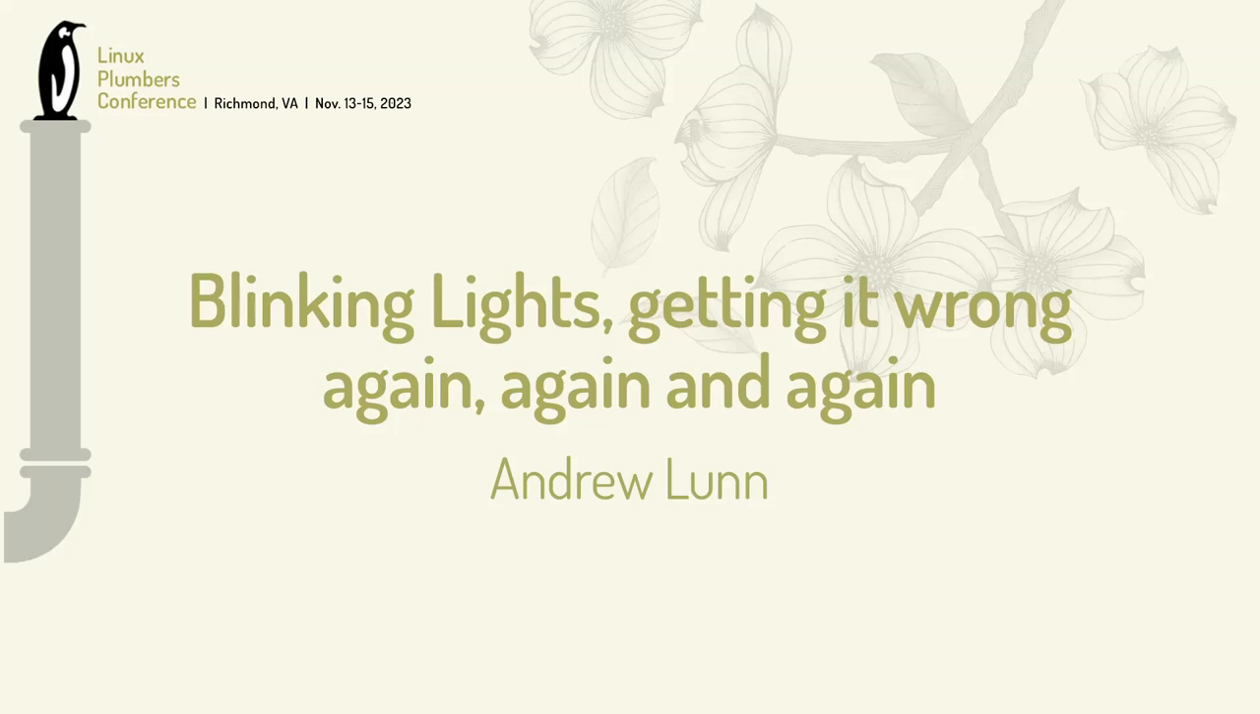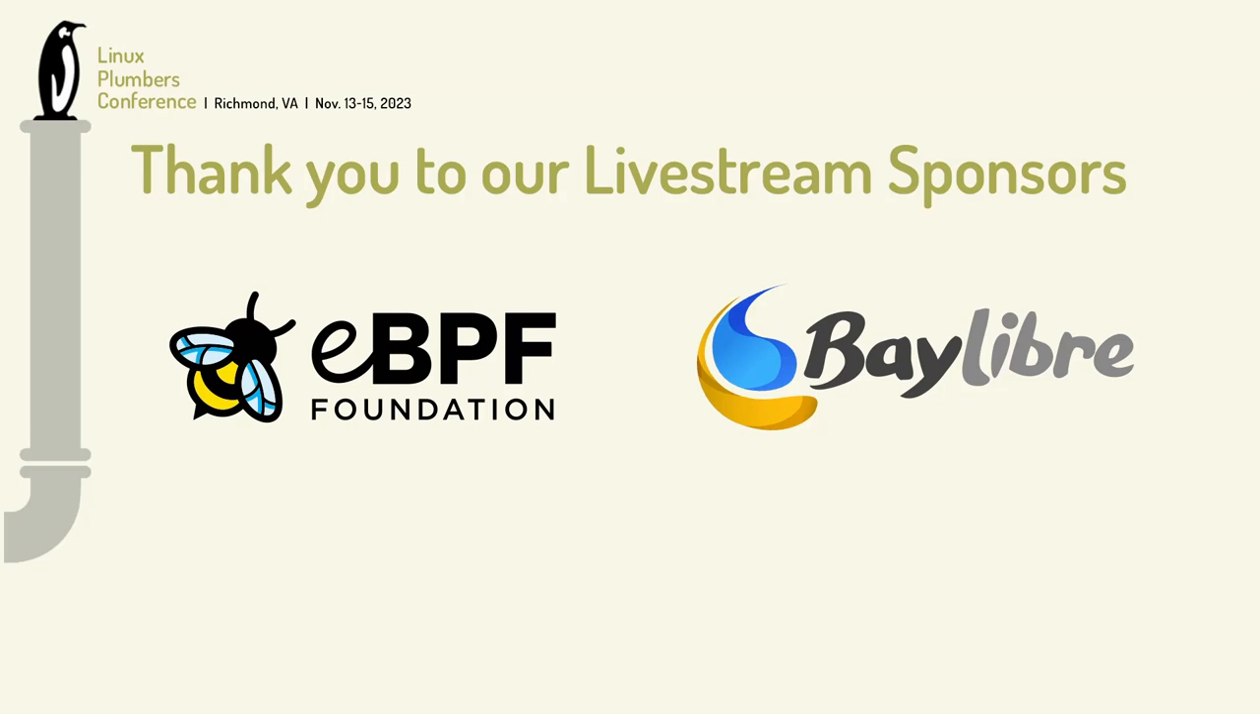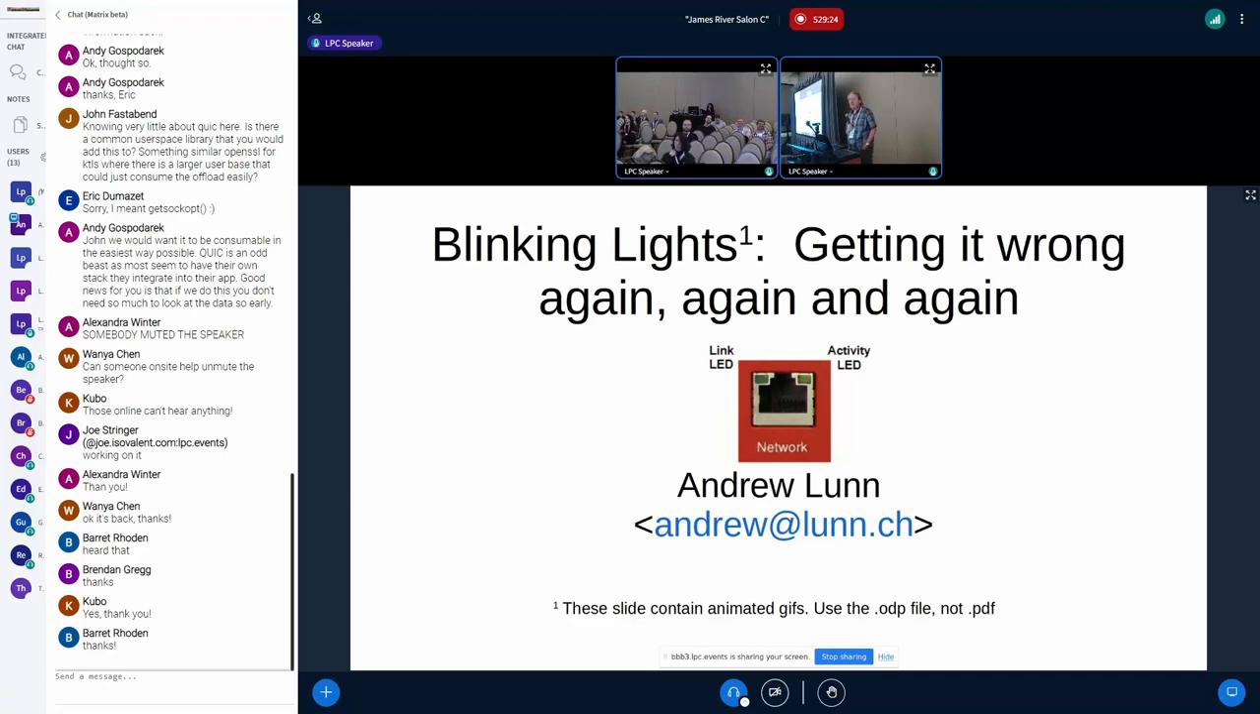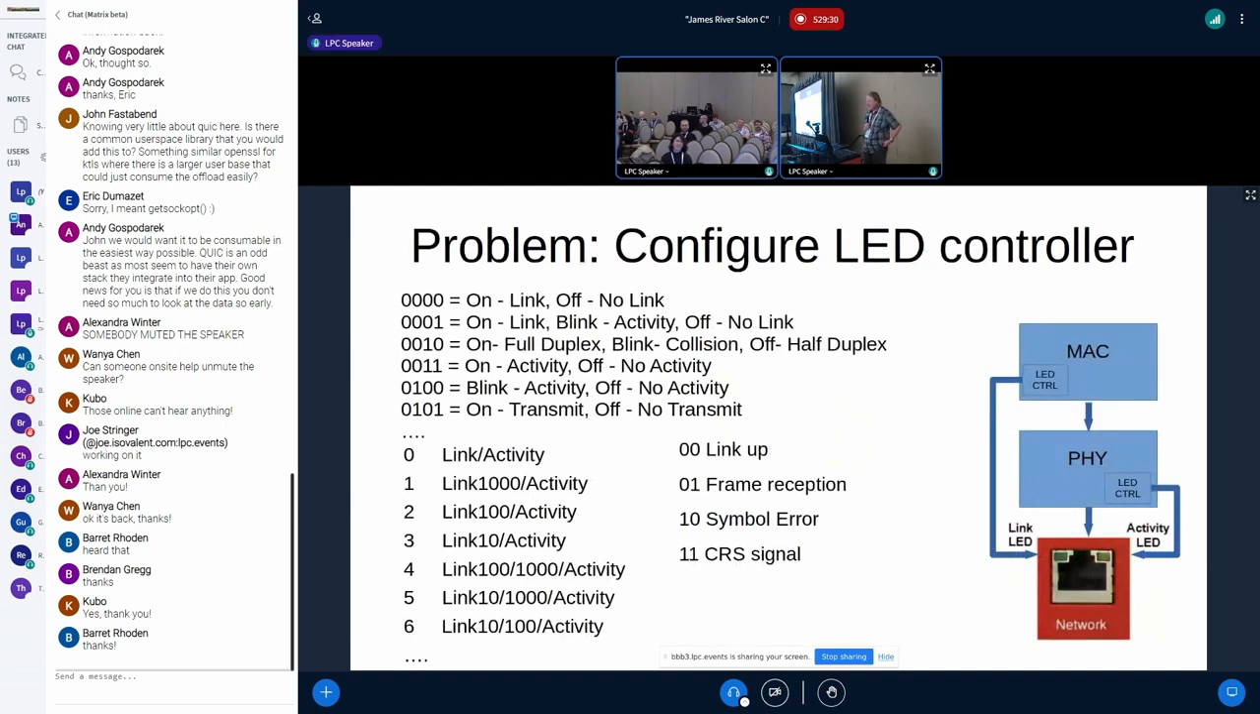Okay, so now for something completely different. Normally, I talk about layer one issues. This time, I'm going to talk about a completely different subsystem. What am I talking about? Blinking lights. As you can see, RJ45 connectors. They often have a little LED in them that blinks and tells you if your networking's working or the cable's falling out the back or whatever else.